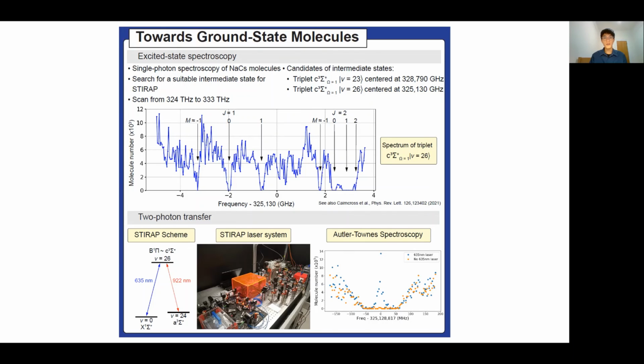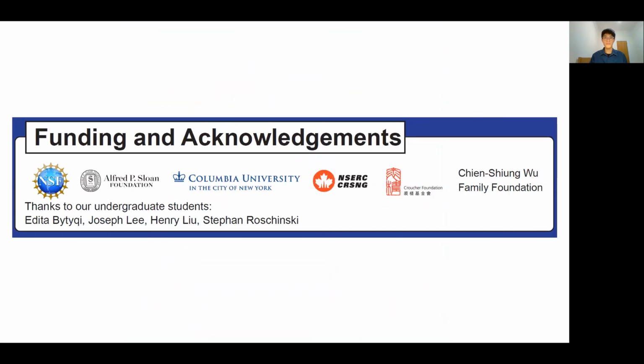Currently, we are working on the STIRAP. Here you can see the scheme and the laser system. Last week, we successfully implemented the autler-townes spectroscopy. At this point, we are getting very close to the ground-state molecules and are looking forward to exploring strongly correlated systems in 2D in the near future.